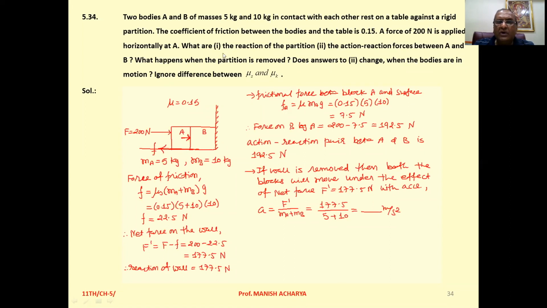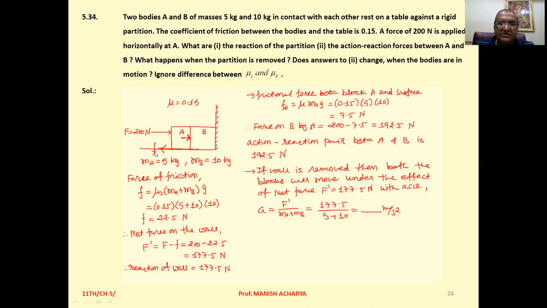What are: 1. The reaction of the partition, 2. The action-reaction forces between A and B. What happens when the partition is removed? Does answer 2 change when the bodies are in motion? Ignore difference between mu s and mu k.